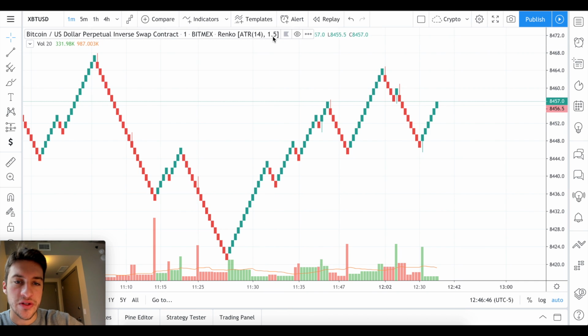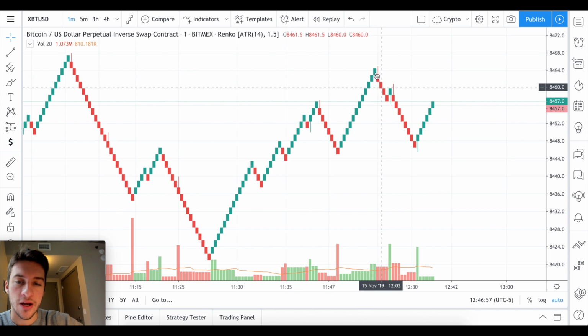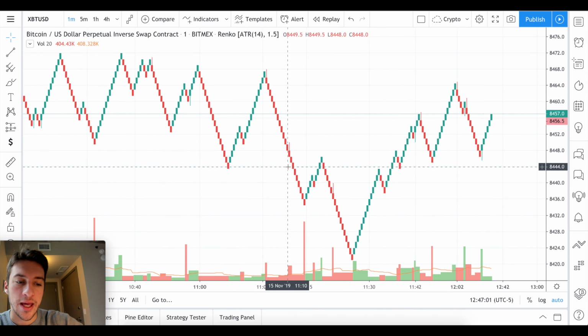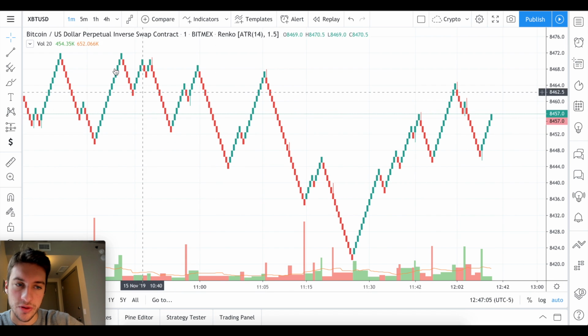And what it's going to do is this number right here that you see that says 1.5, it is going to create a green brick for every plus 1.5 price move price has made, and a red minus 1.5 for every down move that price has made, as you can see here. And it cleans the data and it really separates the signal from the noise. That's the main reason why traders use it.